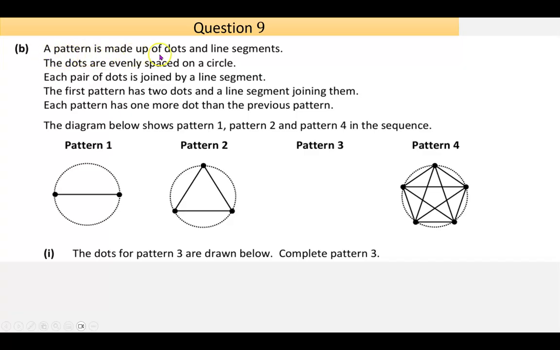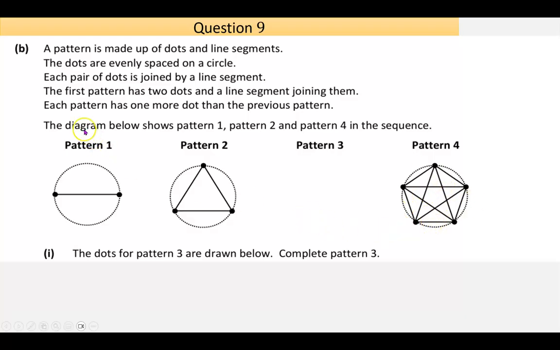Now, a pattern is made up of dots and line segments. So I see in pattern 1, there's 2 dots and 1 line joining them. Pattern 2, there's 3 dots, and that means there's 3 lines drawn. And then they give me pattern 4, which has 5 dots, and then a whole pile of lines go between.